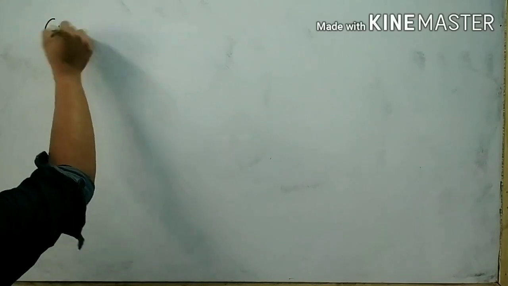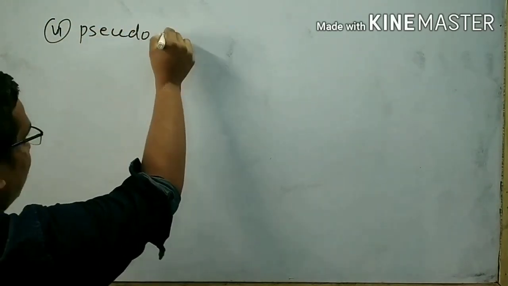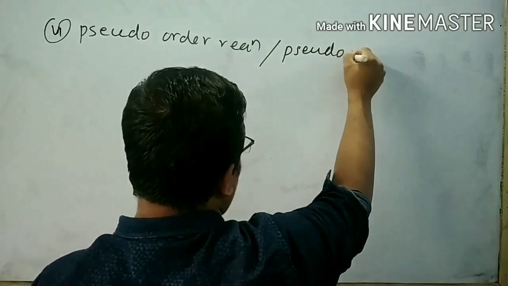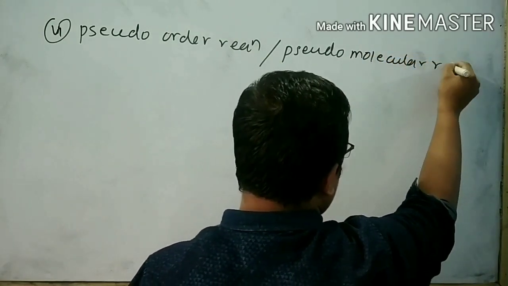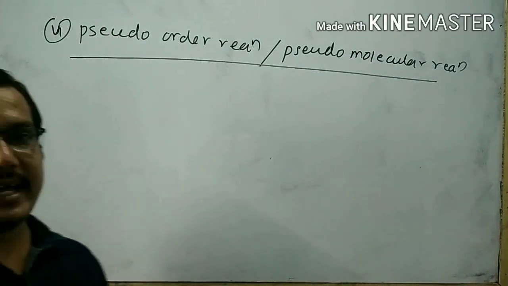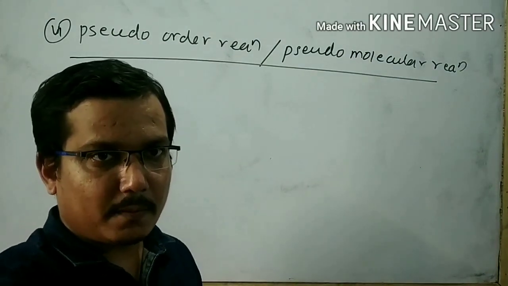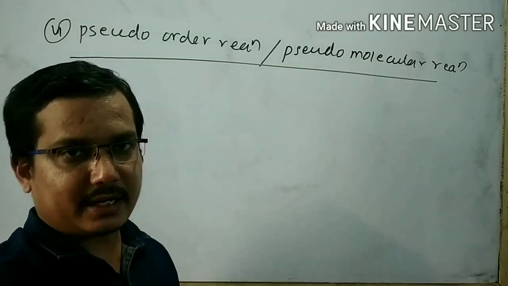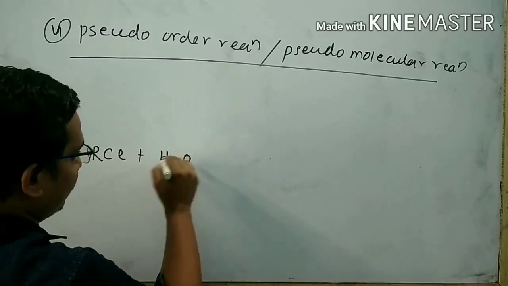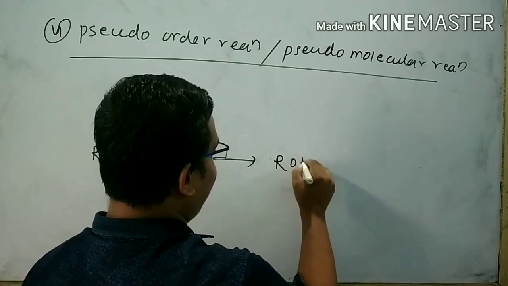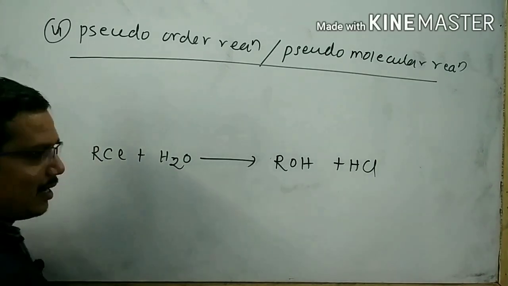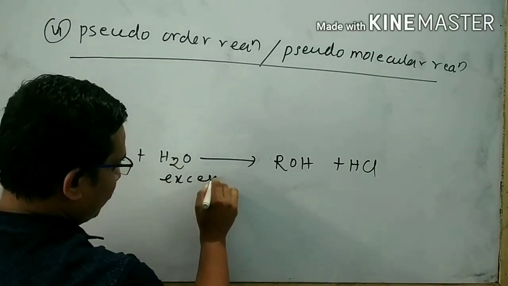Next I will discuss the pseudo order reaction or pseudo molecular reaction. In this type of reaction, the actual order is quite different from the expected order, and that expected order must be calculated with the help of the rate law expression. Example: RCl plus H2O gives ROH plus HCl. In this reaction, experimentally it is seen that the water is taken in excess amount.